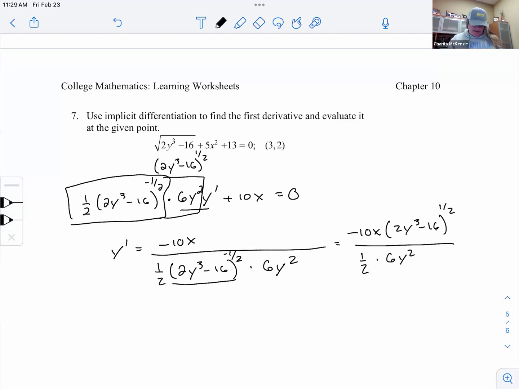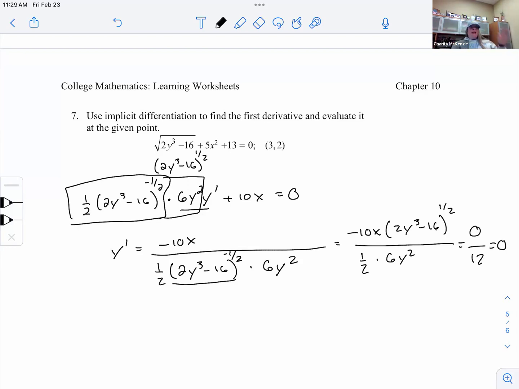Sometimes I accidentally leave things in the wrong form, but now I get 0 on the top instead of 0 in the denominator, and the bottom is going to be like 12, right? Because 1/2 times 6 is 3. 3 times y squared is 4. So 3 times 4 is 12. So really this is 0.